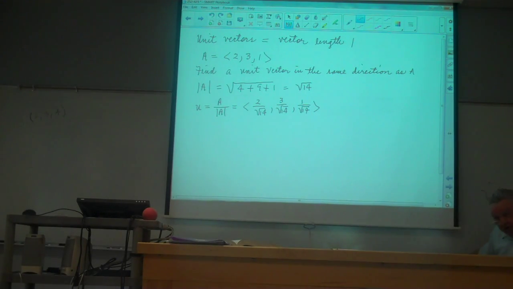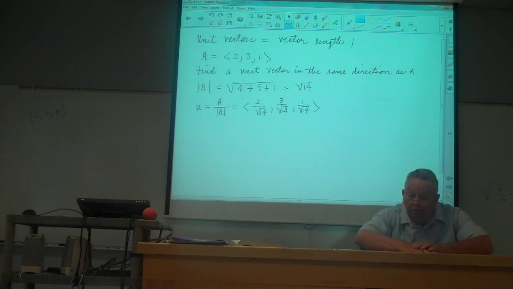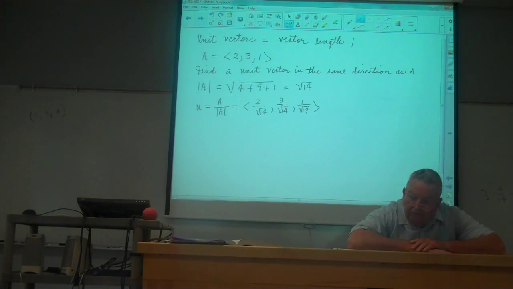So if I ask you for a unit vector, you take the given vector, find its magnitude, divide every component by the magnitude, and that gives you a unit vector.